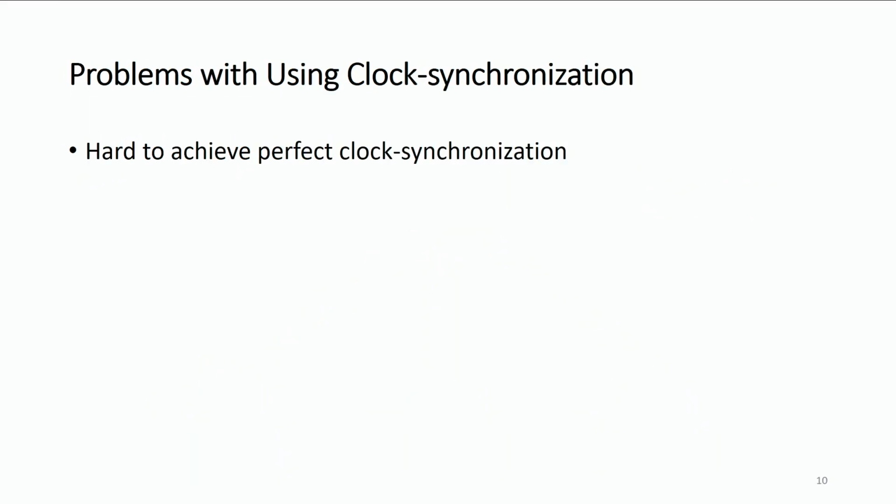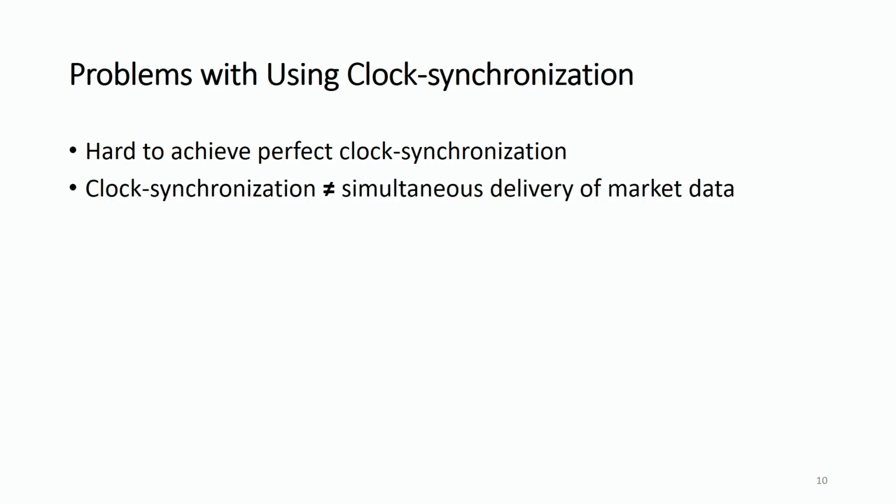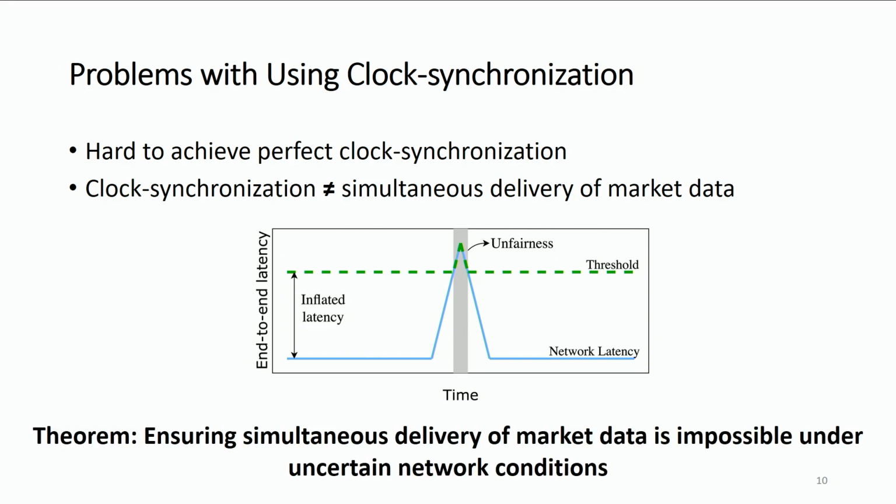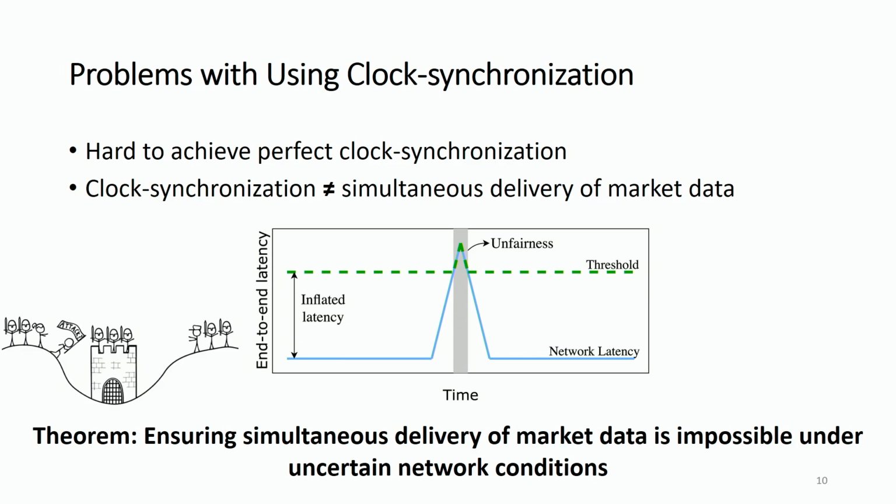There are two fundamental problems in using clock synchronization to solve this problem. The first one is already known, that it is very hard to achieve perfect clock synchronization. The second one is that even with perfectly synchronized clocks, it's hard to ensure simultaneous delivery of data. When network latency spikes above the latency threshold, such a solution incurs unfairness. In the paper, we actually show that simultaneous delivery of data is impossible in cloud environments with unbounded latency. This result is a simple consequence of the classical two generals problem.